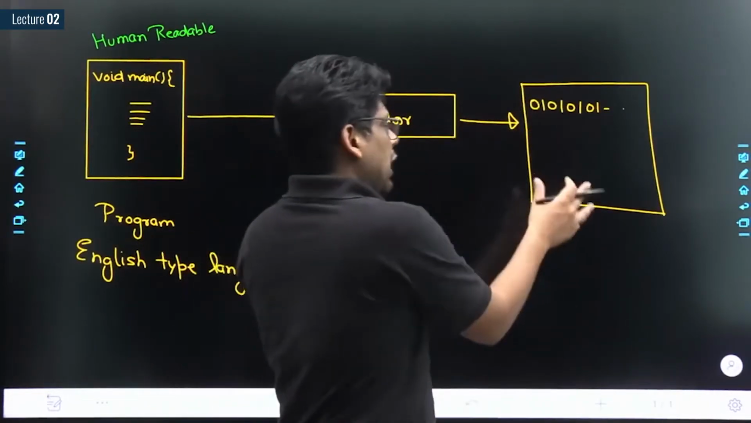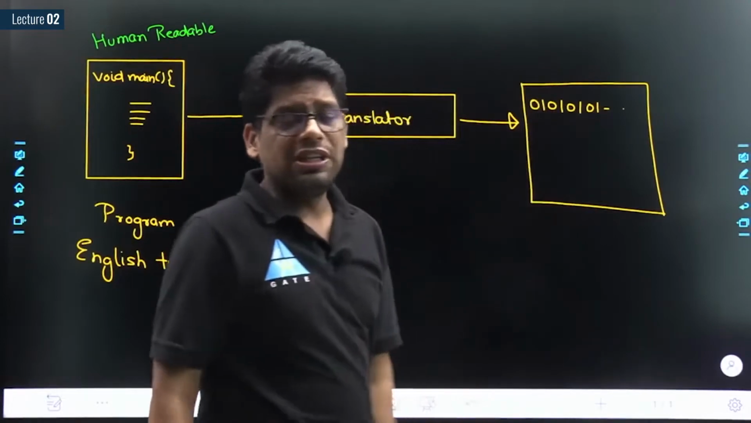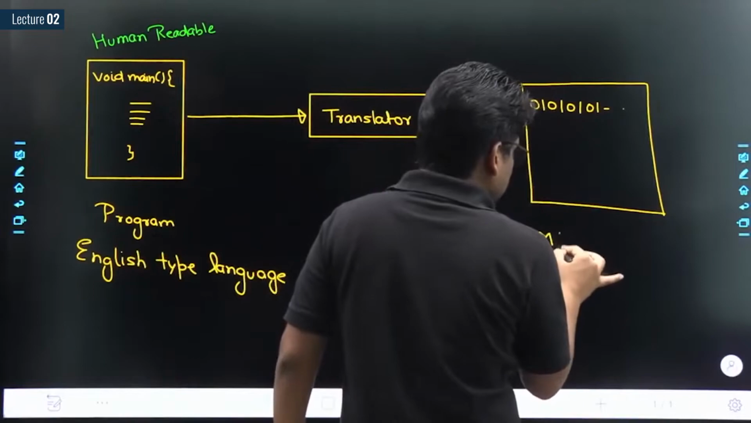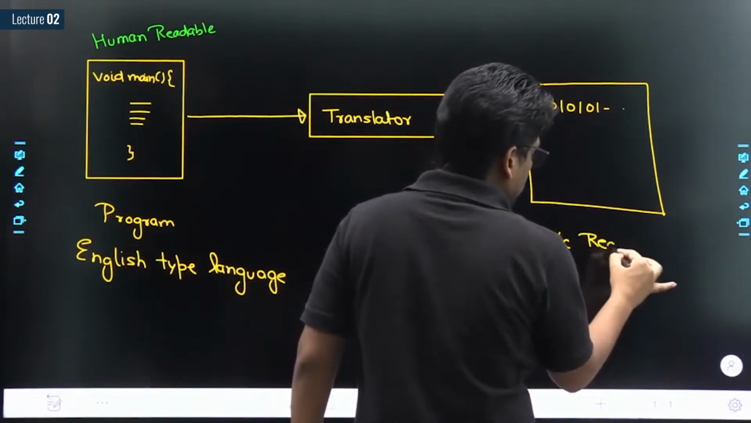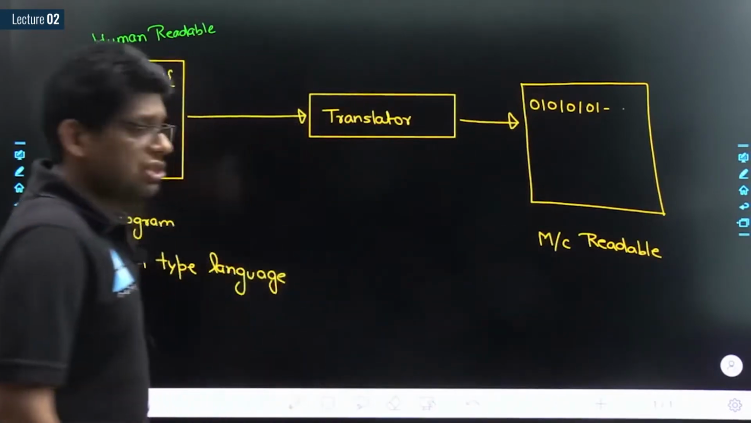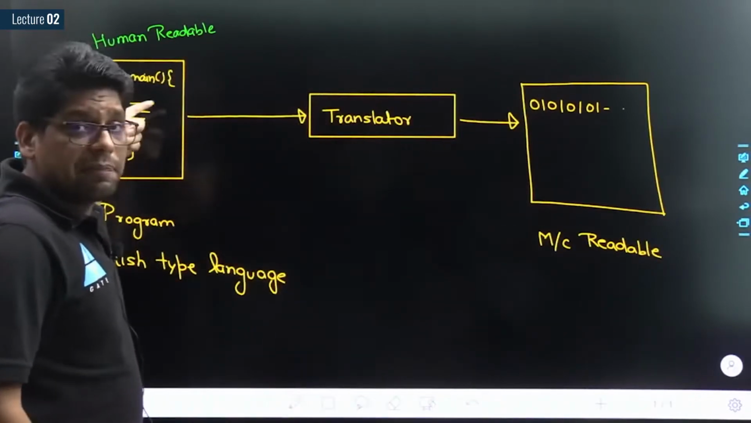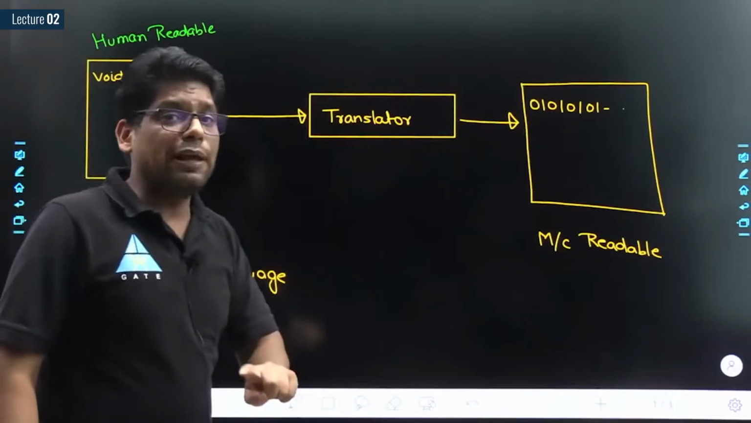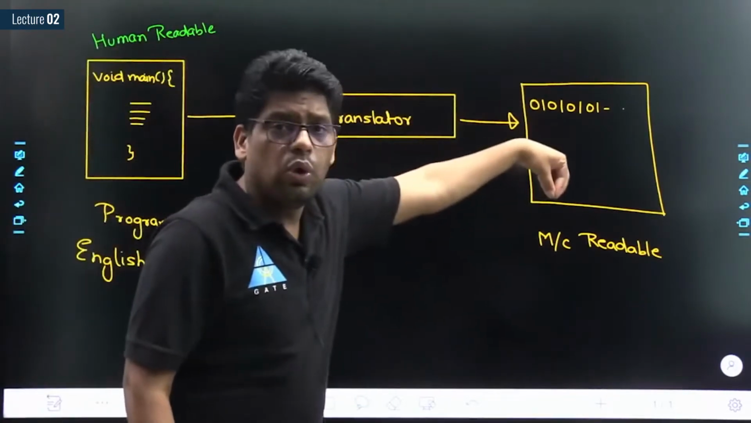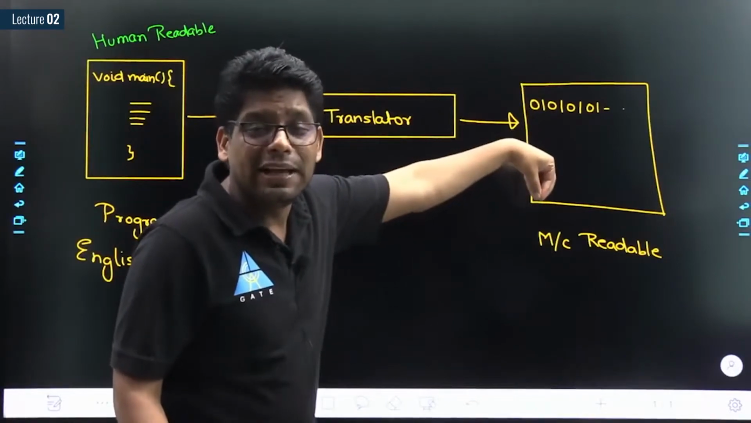Then now can I give this program to a machine? Yes, sir, of course. Why? Because this program is now machine readable. That means all those instructions written in English type language, basically a programming language, are now converted into machine readable form.